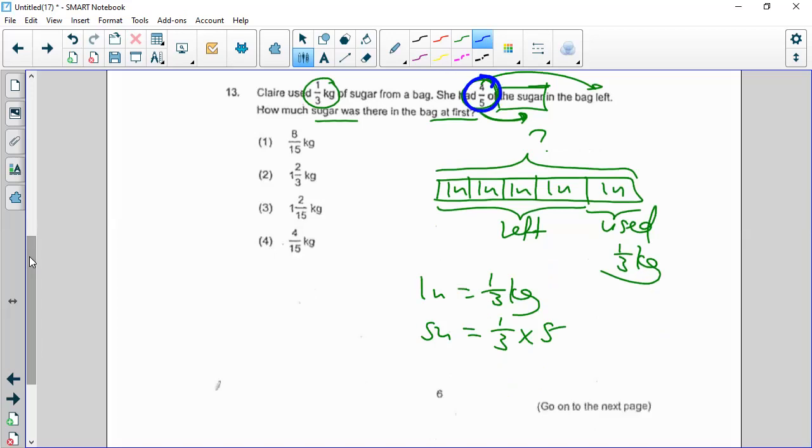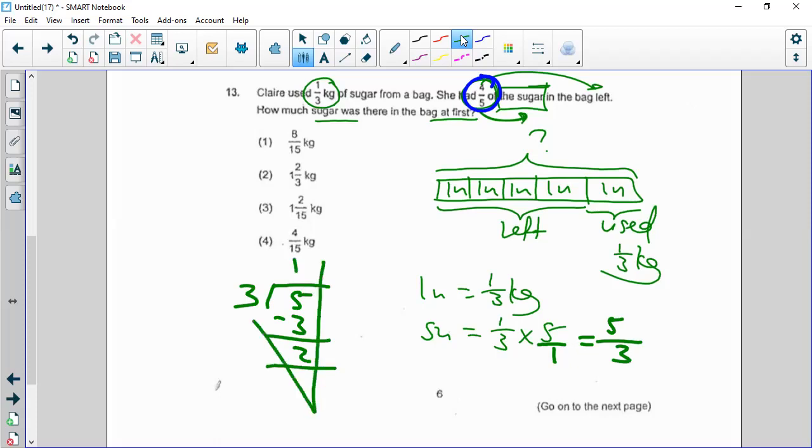All right, so what is 1/3 times 5? Change the whole number into a fraction. And then you cannot cancel. So 1 times 5 and 3 times 1. If you cannot cancel, then you don't cancel. Just multiply the fractions. And then 5/3, you will have to change it to mixed number. So 5/3 is the same as 5 divided by 3. Your fraction is dividing. So 1 times 3, and there's a remainder 2. So what's the mixed number? 1 and 2/3. So how much sugar was there in the bag at first? 1 2/3 kilogram of sugar in the bag at first. And your answer is number 2. Question number 13, answer number 2.